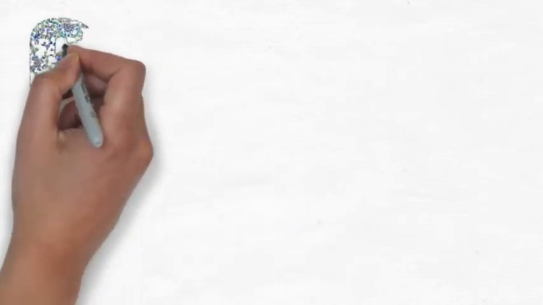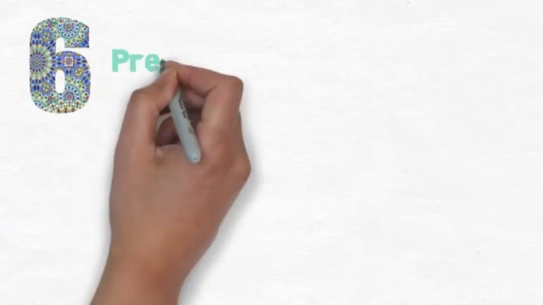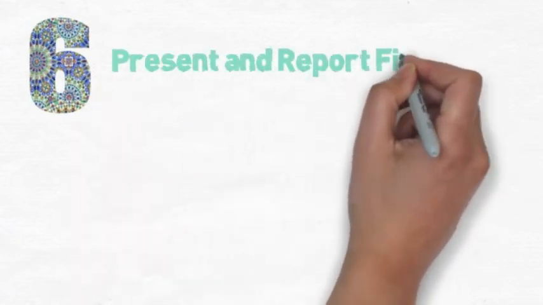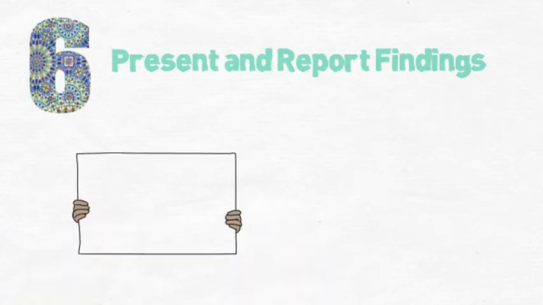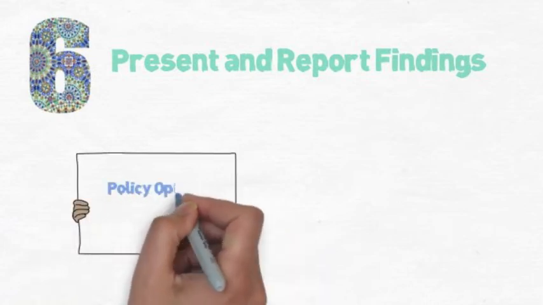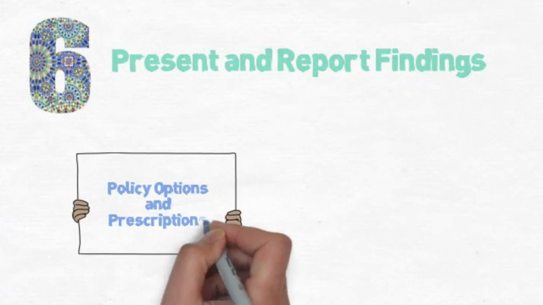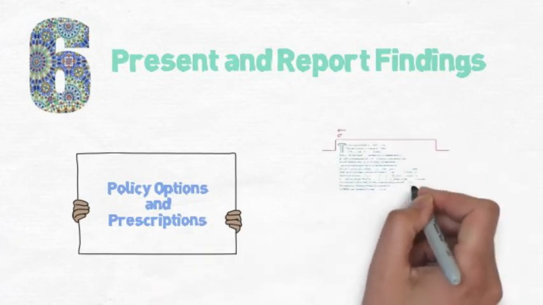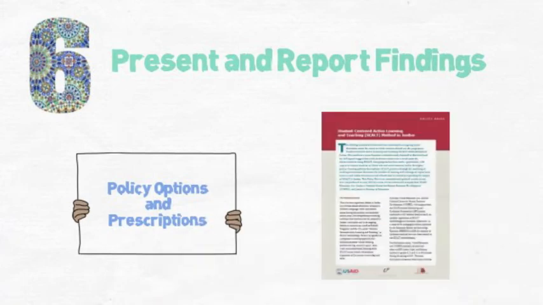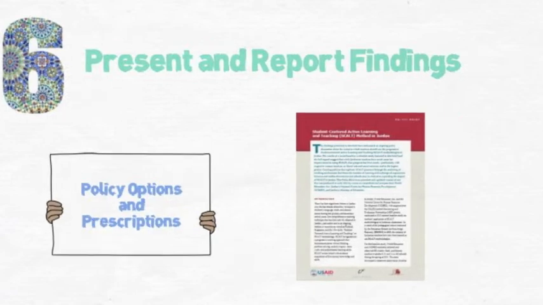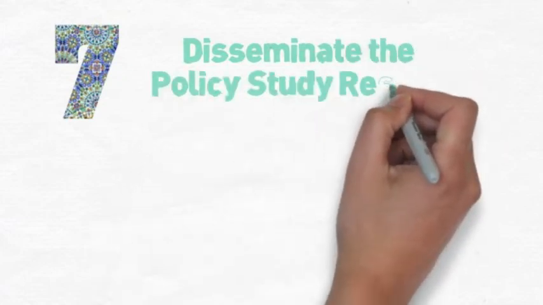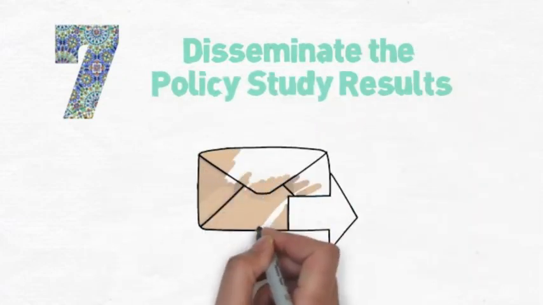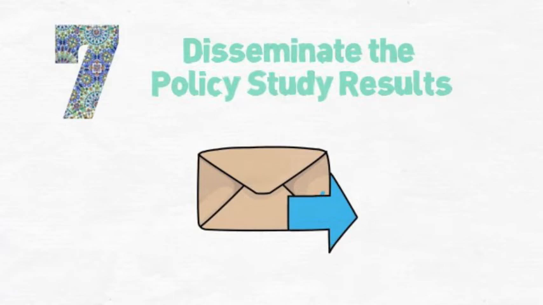Step 6. Present and report findings. Researchers focus on the results that are relevant for policy development, like policy options and recommendations. Once the study is complete, researchers publish their findings and present them to Ministry of Education stakeholders through policy briefs and reports.